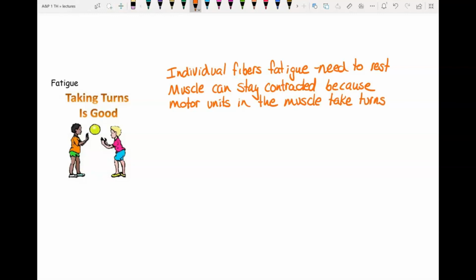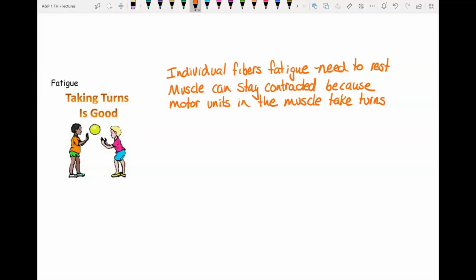Suppose you're sitting in class with your lab partners, and I say that you'll get a bonus point if you can hold your book up in the air the whole class period. Well, your arm is going to get tired after a few minutes, but you don't want to set the book down because then you lose. So you ask your lab partner to take a turn holding it, and when that person's arm gets tired, they ask the other lab partner to take a turn. If you each take a turn holding the book up, you'd be able to keep the book in the air for the whole class period.